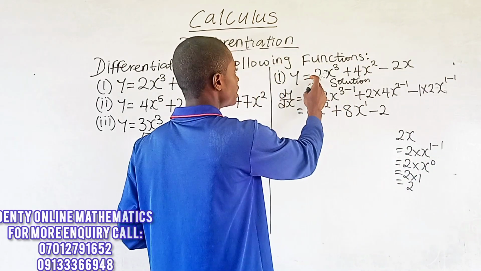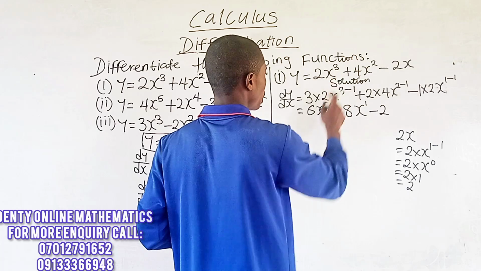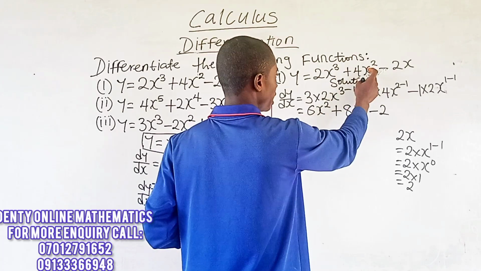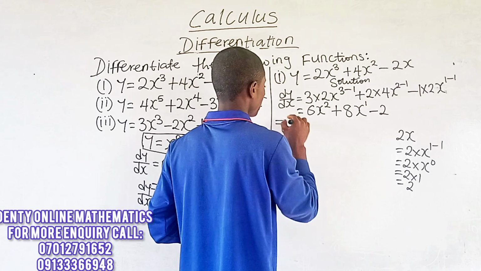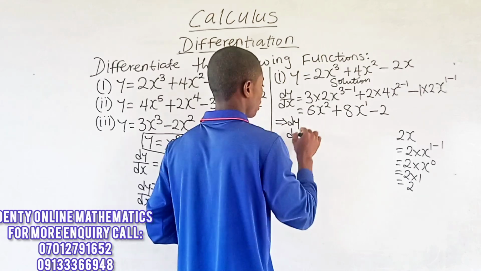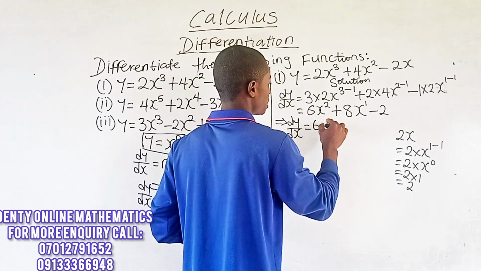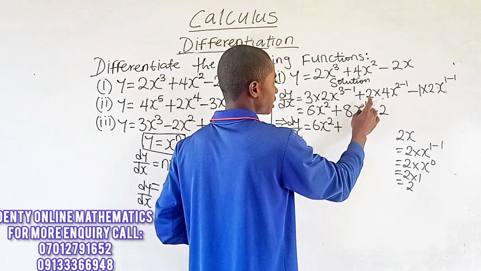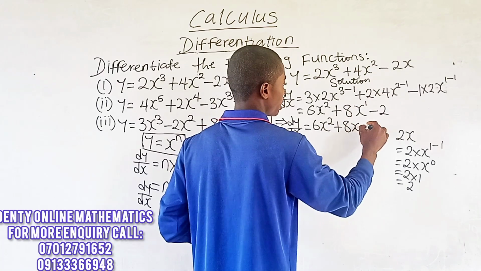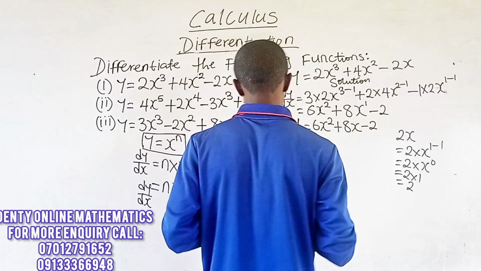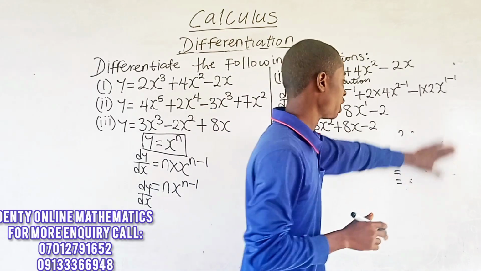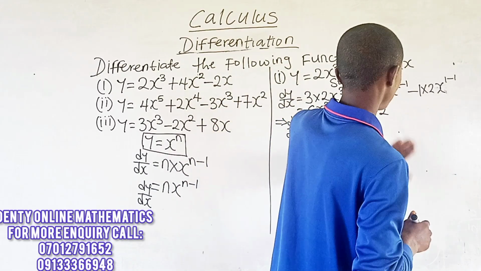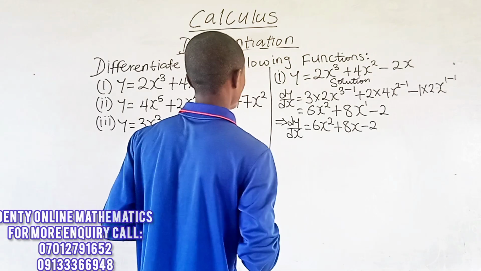Now it means that the derivative of this particular function is 6x squared plus 8x minus 2 minus 2. This implies dy over dx is equal to 6x squared plus, remember 8x over 1 is the same thing as 8x, minus 2. Now what we have done here is that we have found the derivative of the first function. You get, we have found the derivative of the first function. Now let's proceed to the next question.